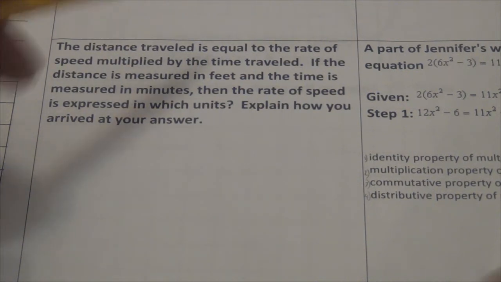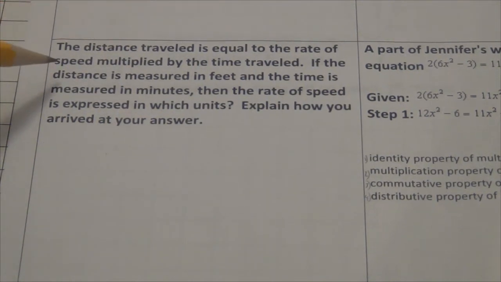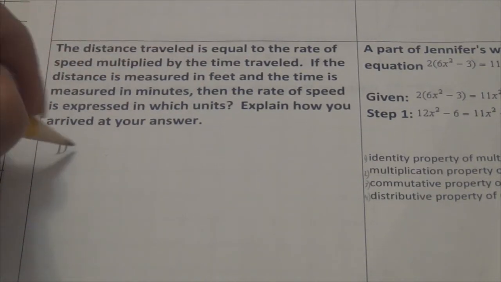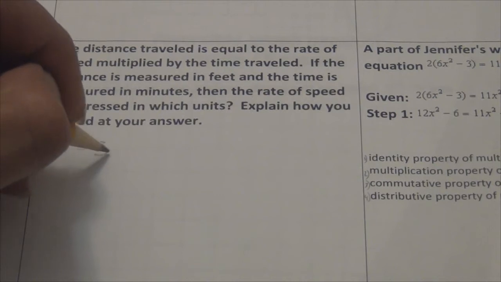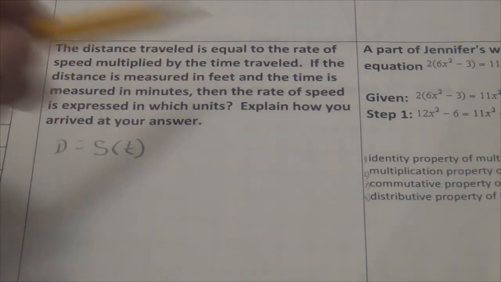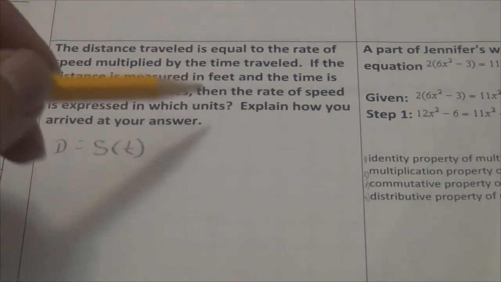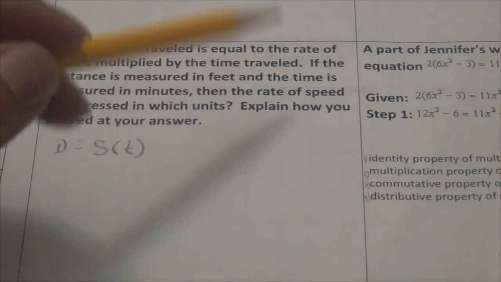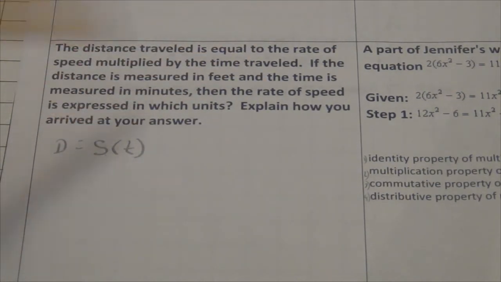The distance traveled is equal to the rate of speed multiplied by the time traveled. So distance is equal to the speed multiplied by the time traveled, right? Okay, if the distance is measured in feet and the time is measured in minutes, then the rate of speed is expressed in which units? Explain how you arrived at your answer.